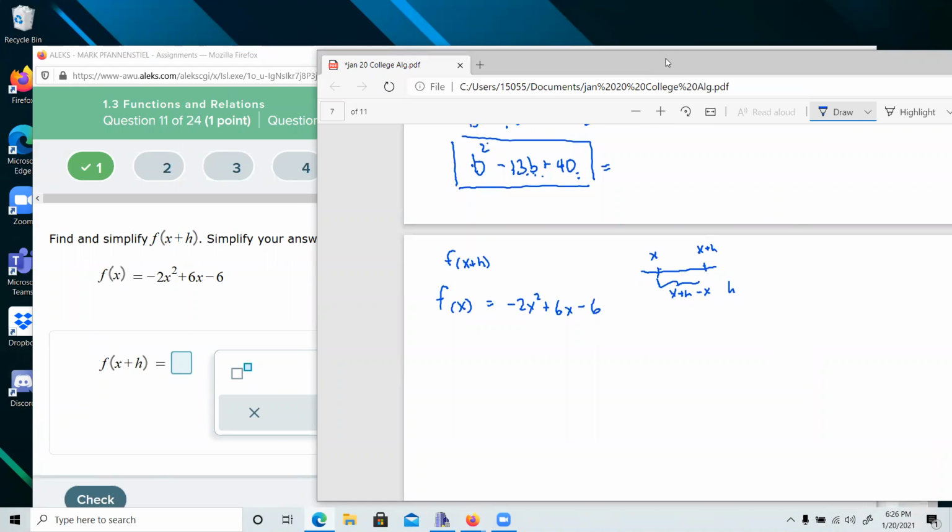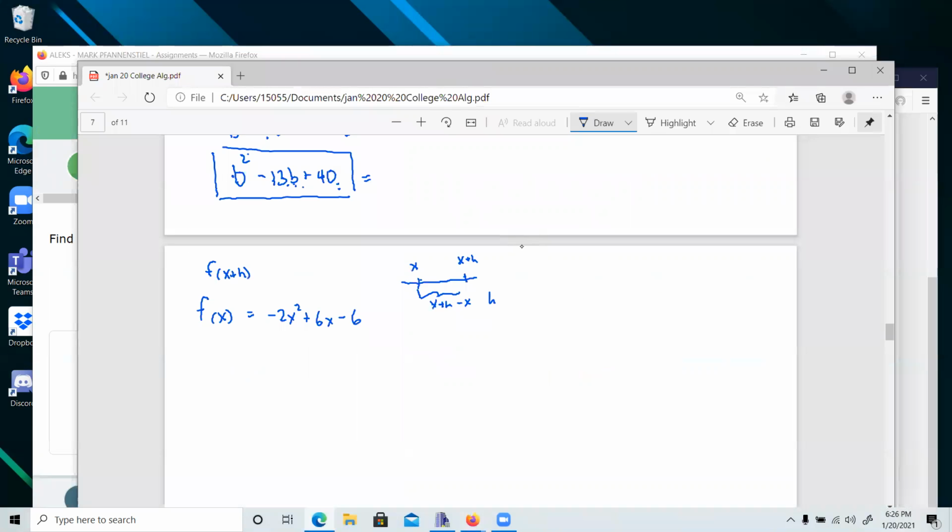If you've ever found a math book from the early 80s or the 1970s or before, they're not going to call it h. They're going to say that's x plus delta x. So it's x plus a change in x, right? So this value here would be delta x. And usually they use it for a small change.